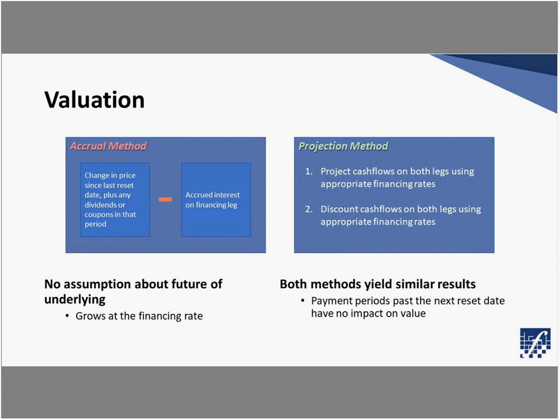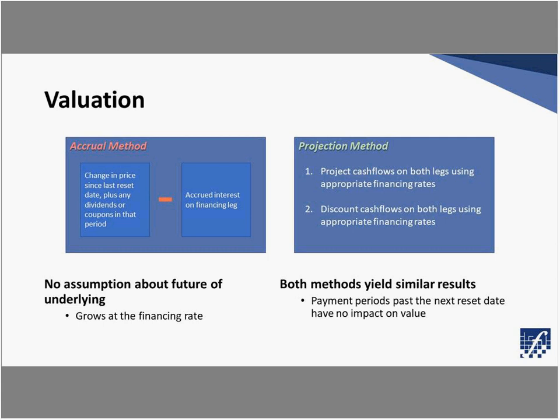In terms of valuation, two main methods. The first is the accrual method, which essentially says nothing past today affects the value. You have the change in the price since the last reset date on the asset leg, so basically a change in price up to today, minus the accrued interest on the financing leg, would equal the value for the total return receiver.